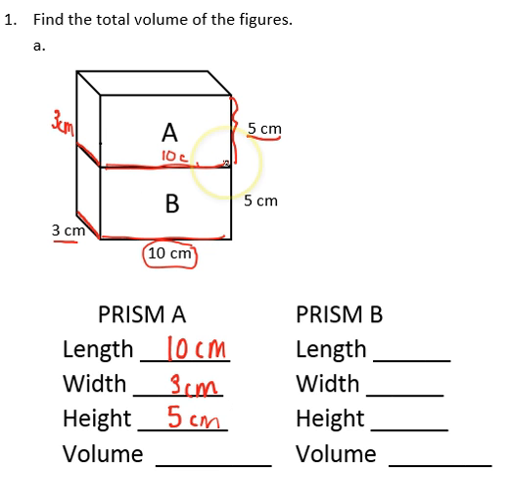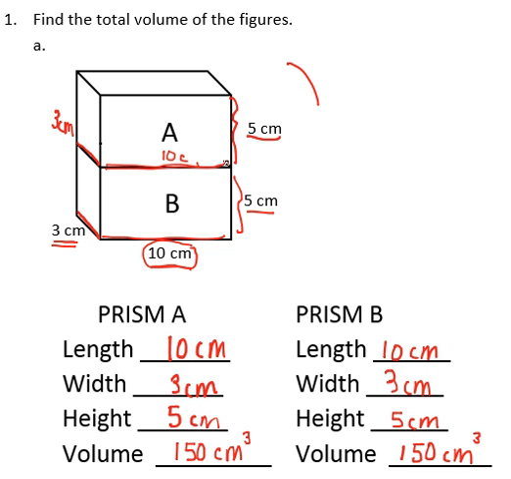And in the previous lesson, we saw that if we multiply the length times the width times the height, we'll get the volume. Well, 10 times 3 is 30. 30 times 5 is 150. So the volume of prism A is 150 cubic centimeters. In prism B, I also have a length of 10 centimeters and a width of 3 centimeters and a height of 5 centimeters. So 10 times 3 times 5 again is 150 cubic centimeters.